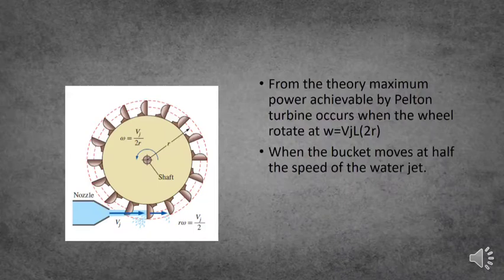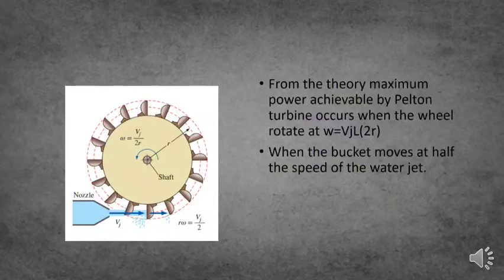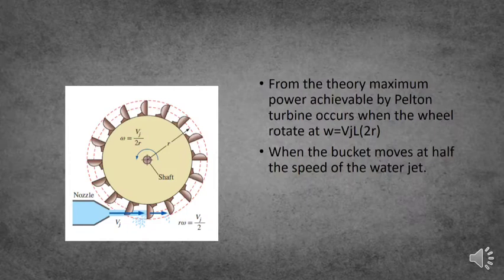From the theory we can also know the maximum power that we receive on the Pelton turbine when it rotates at omega, the velocity of the jet, and the length and the radius of the jet. Then we can also analyze the bucket and the speed of the water jet coming out.